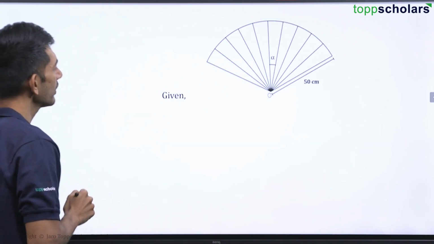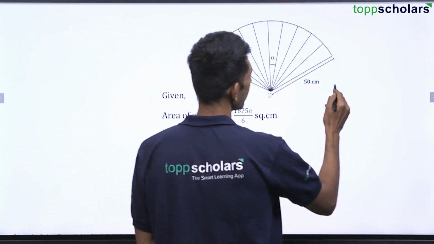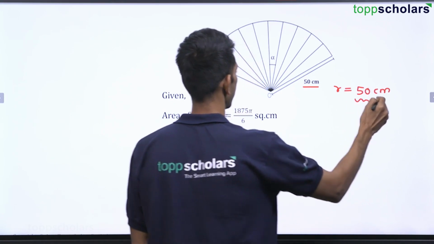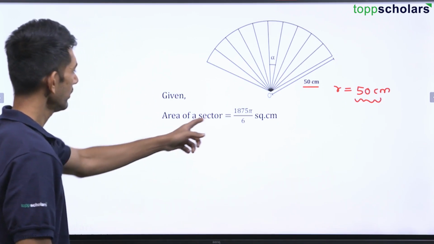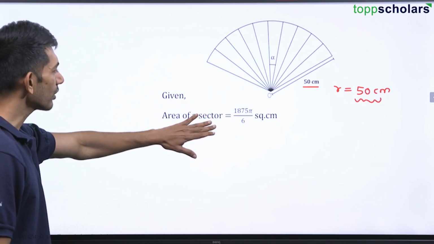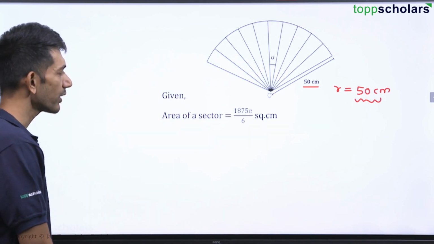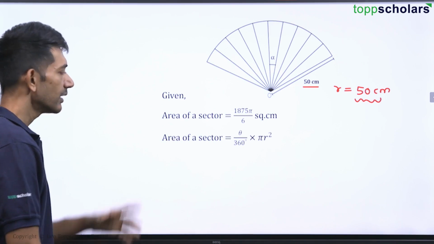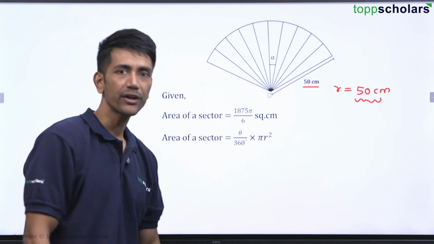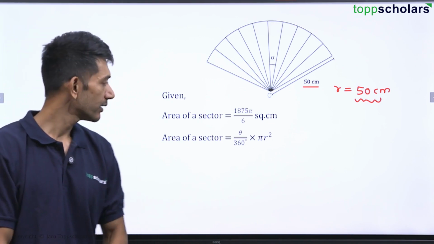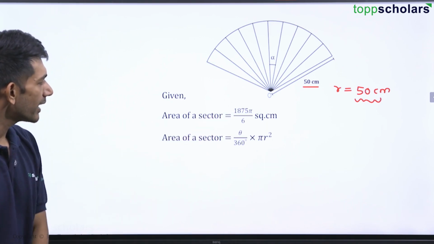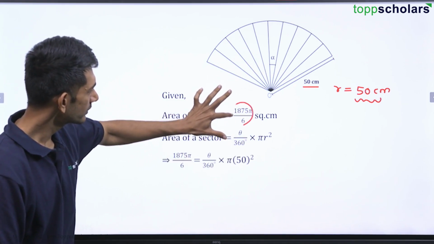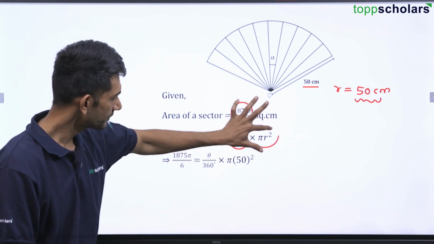Now see here, what is given? It is already given that the radius is 50 centimeter. So once the radius is 50 centimeter, what will be the area of the sector given? Area of the sector given is already 1875 pi by 6 square centimeters. And then the formula for the area of a sector, as we already know, is theta by 360 multiplied by pi r square. So theta by 360 multiplied by pi r square, and the area of the entire sector will be the same. So can I say this is equal to this?